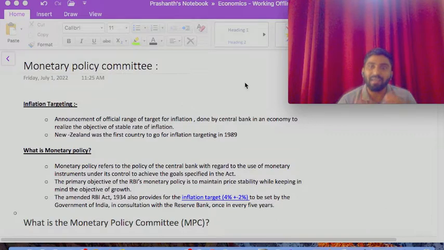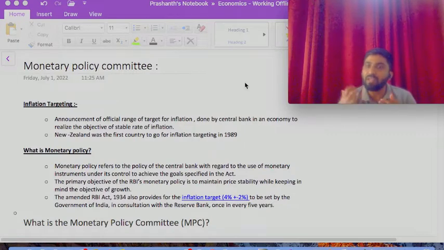Inflation targeting, in general terms, is an announcement of an official target range for inflation. It is generally done by the central bank in an economy in order to realize the objective of a stable rate of inflation over the years. In our last video, we had seen an example of 20 years of gold data, wherein the value of gold has gone up.